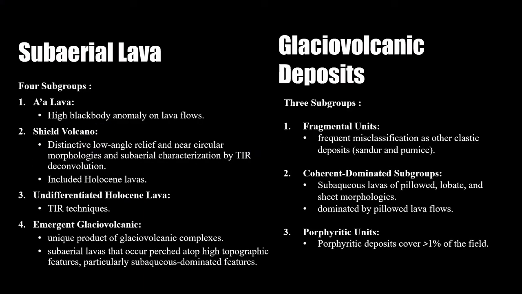Now we will look at the further subdivisions of the 2 classes. So for the subaerial lava, there's the Aha lava, there's the shield volcano units, there is the undifferentiated Holocene lava, and the emergent glaciovolcanic subunits. And for the glaciovolcanic deposits, we have the fragmental units, we have the coherent dominated subgroups, and we have the porphylectic units.